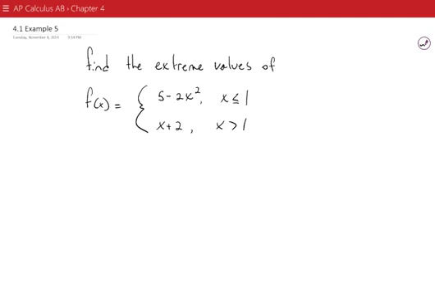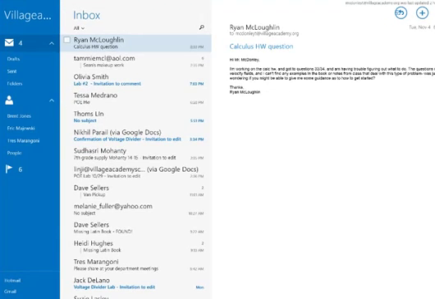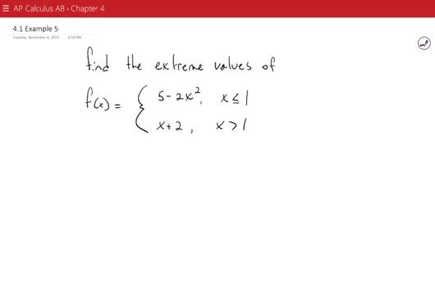Alright, so example 5 says find the extreme values of the function f of x, and the function is given to us piecewise. In this case, we're not given the domain of the function, we're not given an interval to look on, we're just asked to find all the extreme values. So the interval that we'll look on is the domain of the function. And in this case, the domain of the function is all real numbers.